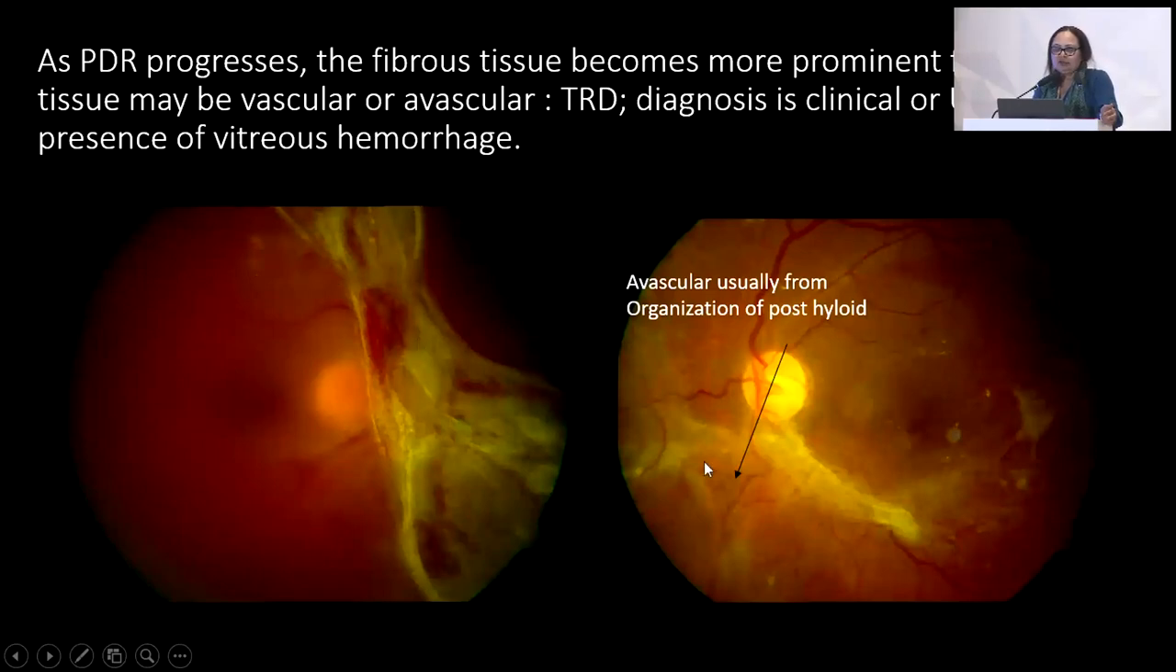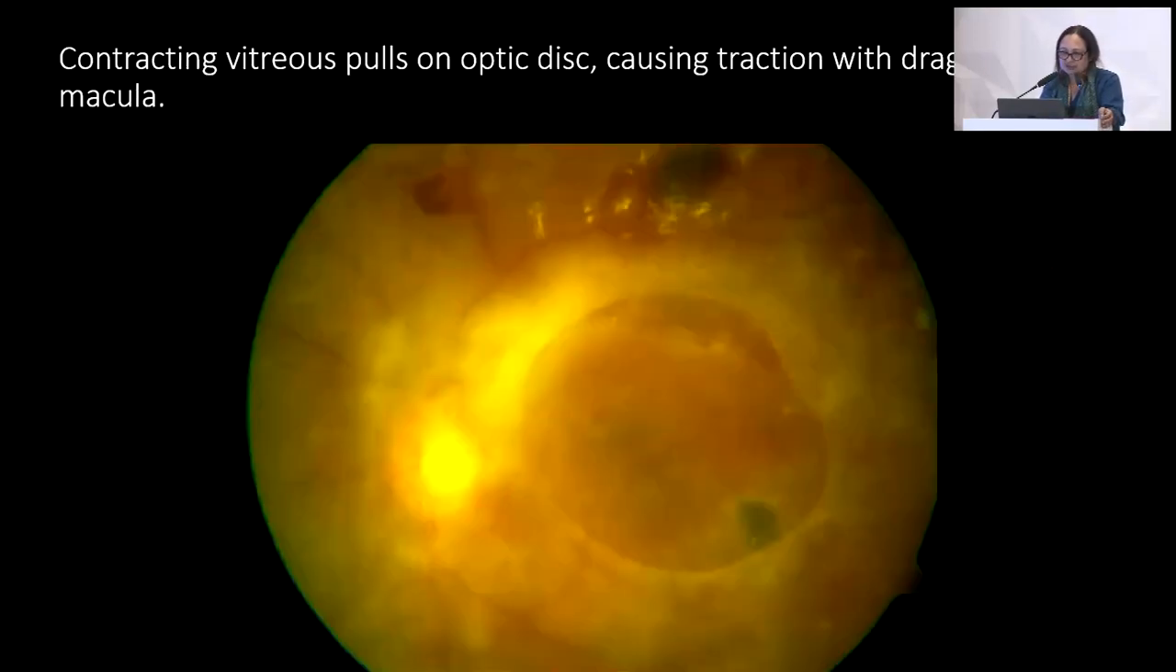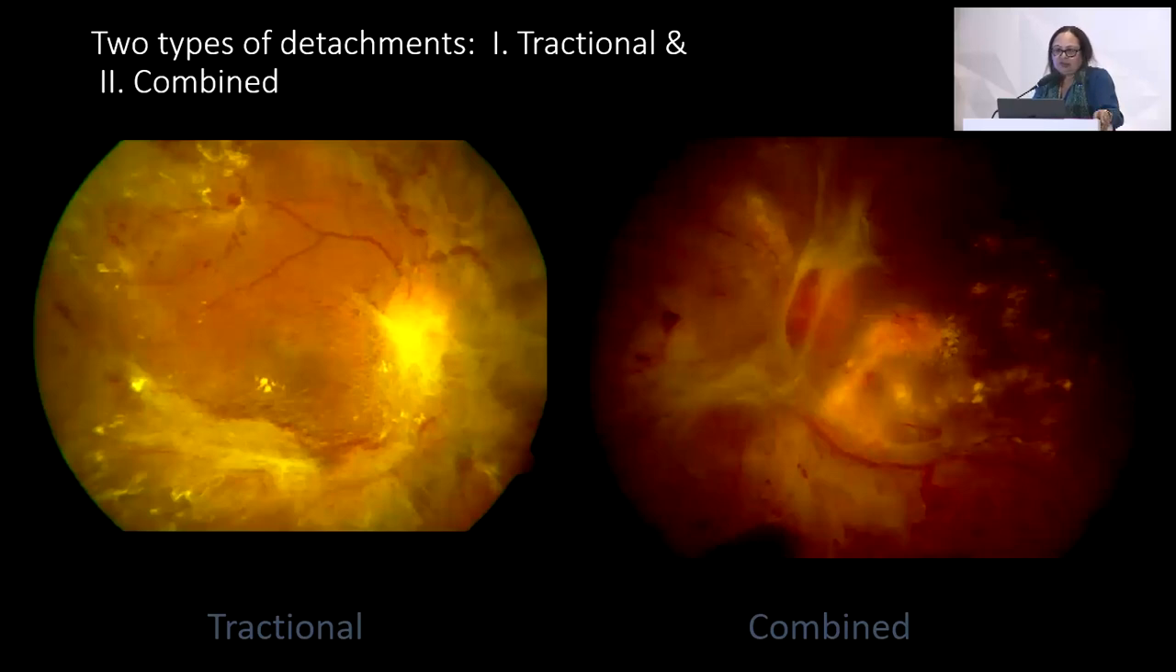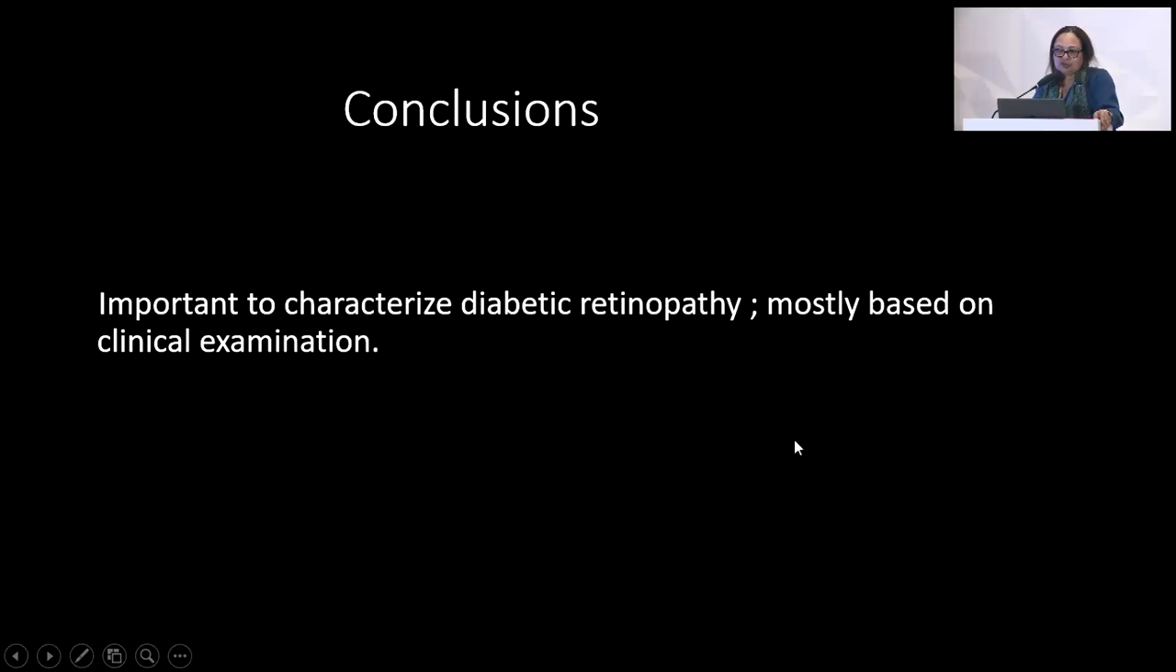The tractional RD we treat only if it is involving or threatening the fovea, whereas the moment there is a convexity, even if you are not able to see a hole, most of the time because it is hidden under the fibrous tissue, this is an indication for surgery. Contracting vitreous is going to pull on the optic disc, causing traction, and this is what is classically called tabletop traction of diabetic macula. So I have already told that there will be a tractional component which is concave, and then there is convexity, which means there is a rhegmatogenous component.